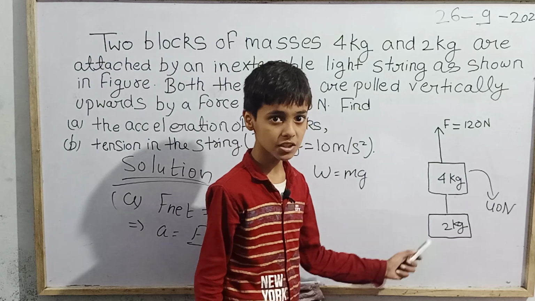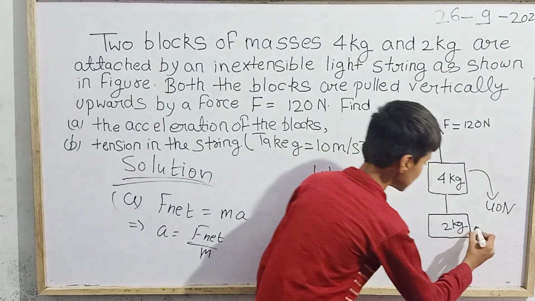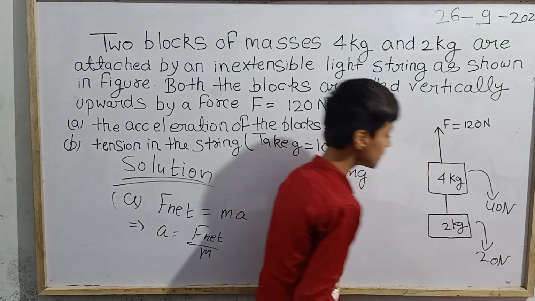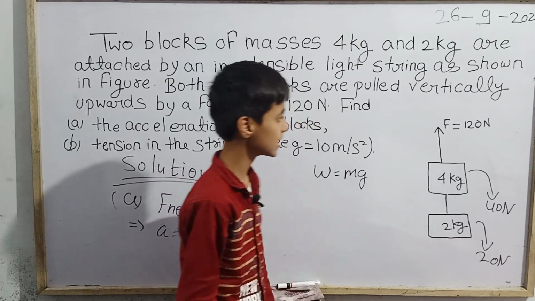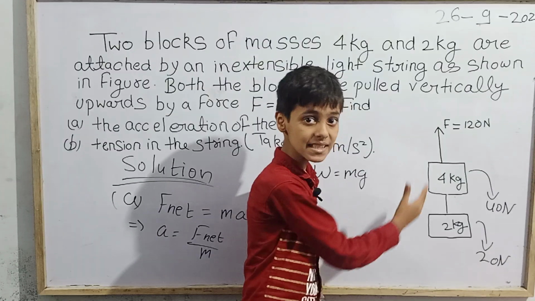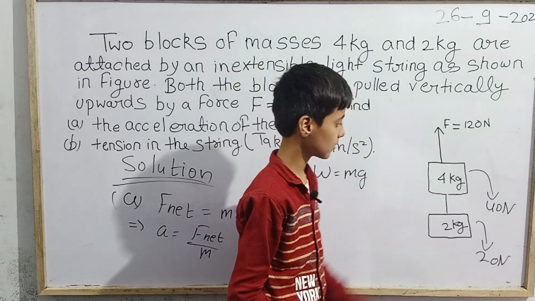Second, we have 2 kg, 2 kg into 10 meters per second square, 20 newtons. So its weight is in the downward direction, 20 newtons. First weight we have 40 newtons, second we have 20 newtons. And the upward external force, remember this is upward along the y-axis, this external force is 120 newtons.